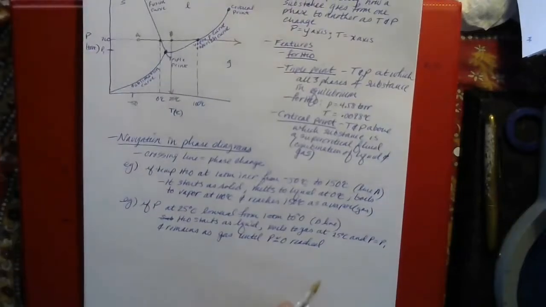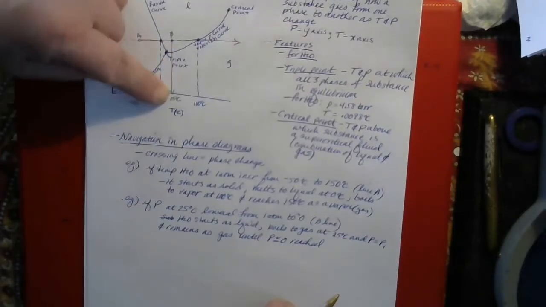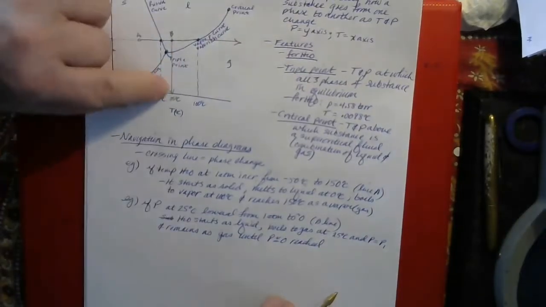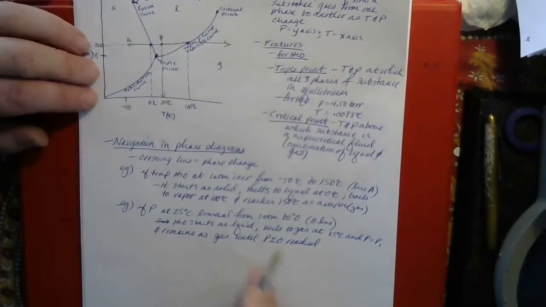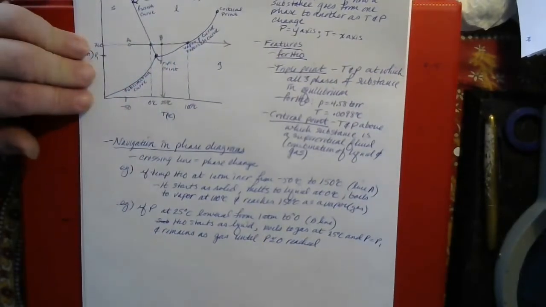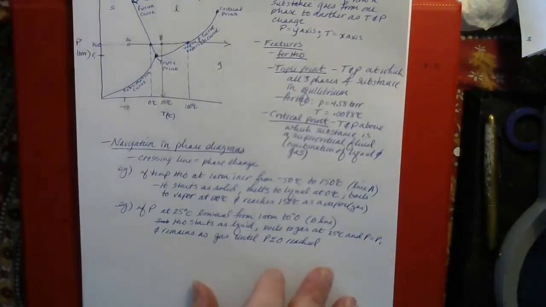And that'll be a gas the rest of the way down until it gets to the bottom axis, which would be 0 pressure. I'm saying approximately equal to 0 because there's really no such thing as totally, completely 0 pressure. Okay?